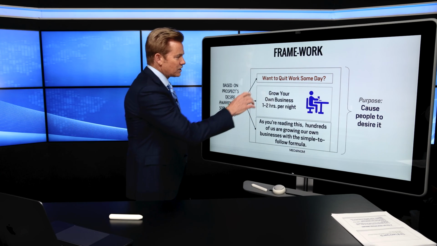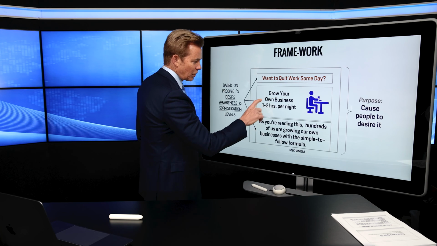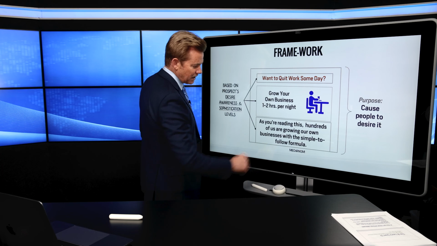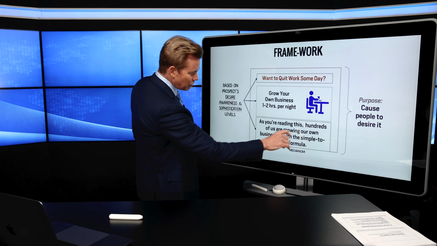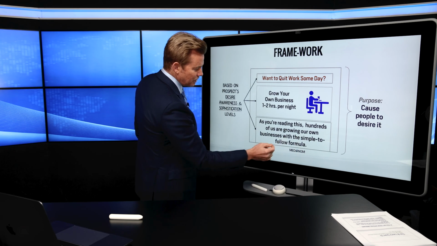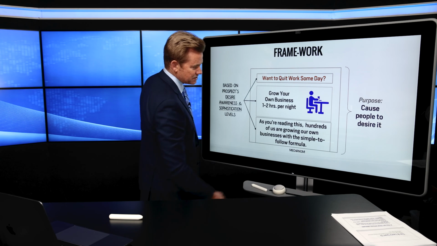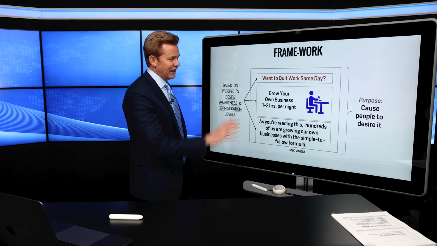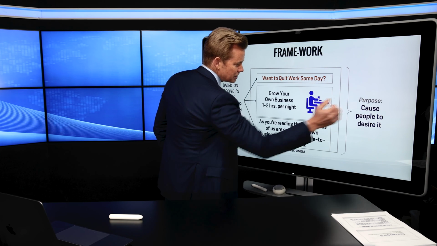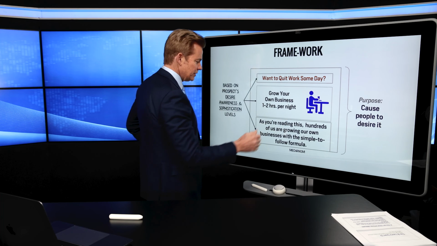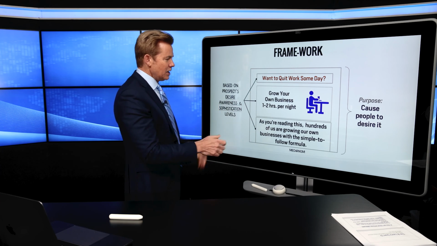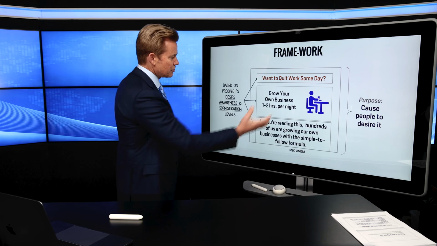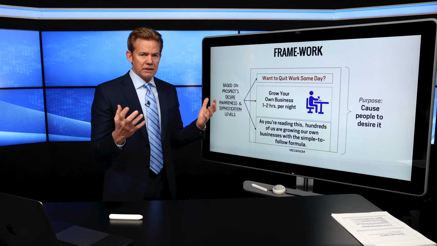So here's the framework. Want to quit work someday? Grow your own business 1 to 2 hours per night. As you're reading this, hundreds of us are growing our own businesses with a simple to follow formula. That's your mechanism, based on the prospect's desire, awareness, and sophistication level. All of this is to cause people to desire it. At the end, when you're looking at the sales copy you wrote, you have to answer the question: does it cause people to desire it? If it does not create the reach, then it won't work.